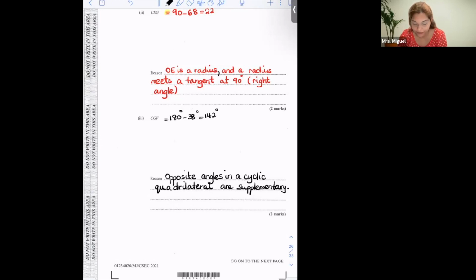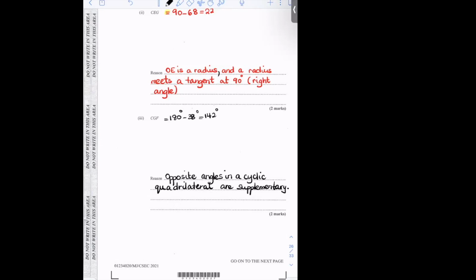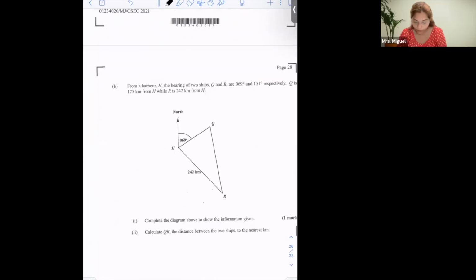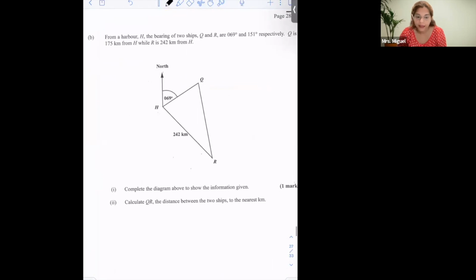All right, is anyone still writing? No, miss. So I want you to take a minute and complete the diagram if you haven't done so. In the diagram, I want to see 151. Be careful, this angle already is 69. I want to see 175. So fill the diagram with these two values. Go ahead.